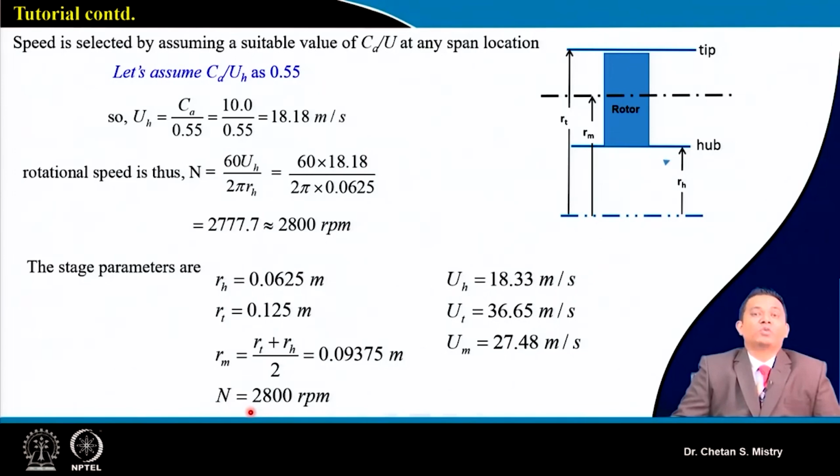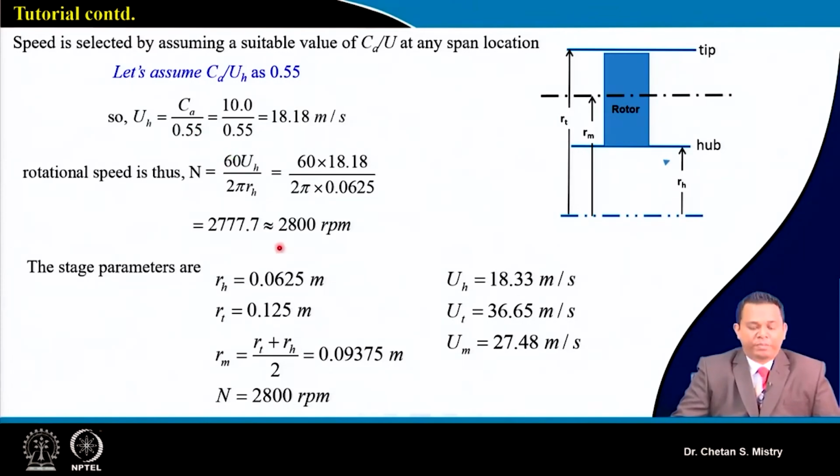So one way is to assume your rotational speed, and based on that calculate what our peripheral speed needs to be. But in this case, let's take a different approach. Let's assume Ca by U hub is equal to 0.55. Since my axial velocity we have assumed is 10 and my Ca by U value is 0.55, the peripheral speed at the hub comes to 18.18 meter per second.